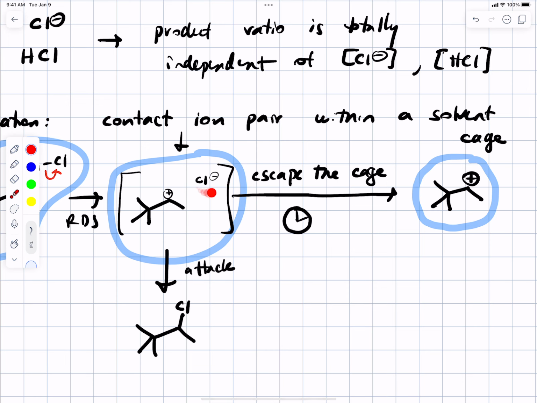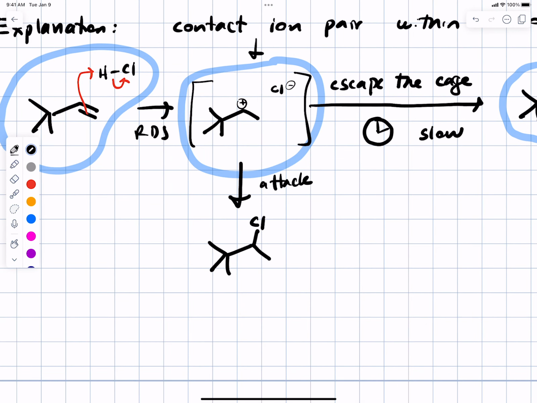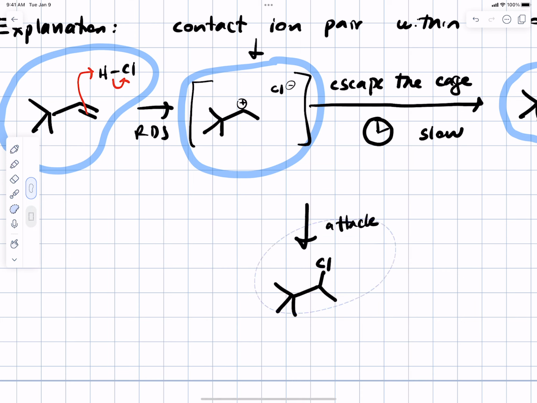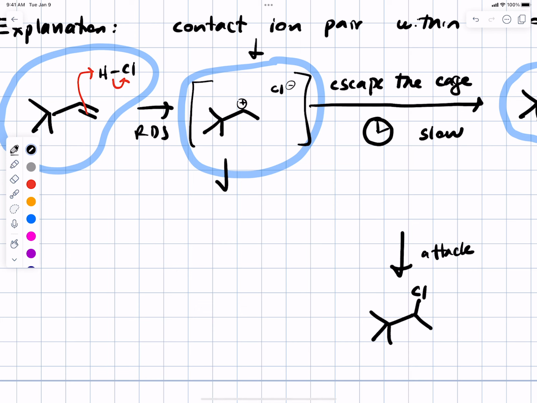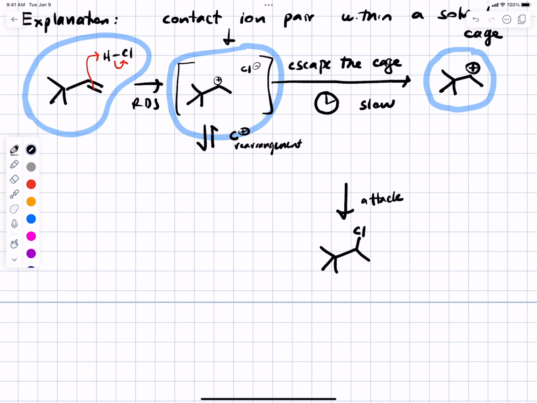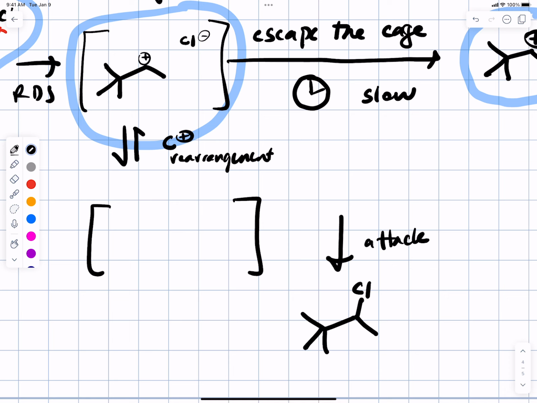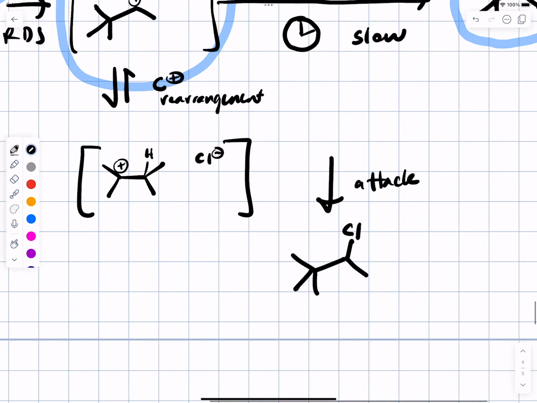diffusion of the chloride away is very slow relative to two things. And I'm going to modify the drawing that I just did here. It's slow relative to carbocation rearrangement. Okay, so carbocation rearrangement can happen during the lifetime of the chloro escaping the cage. Sorry, during the lifetime when chloro is still around, you can have the 1,2 methyl shift.